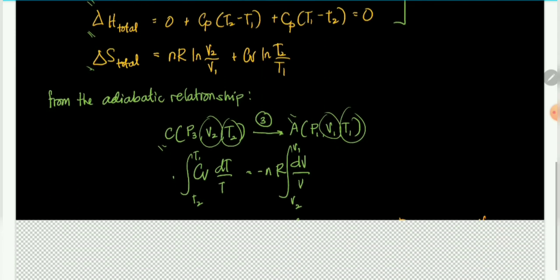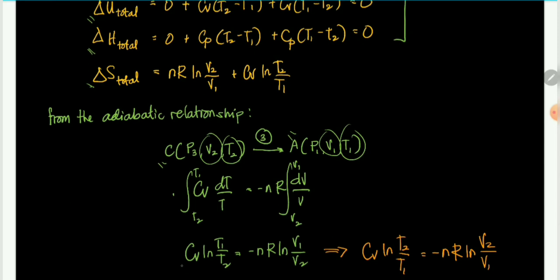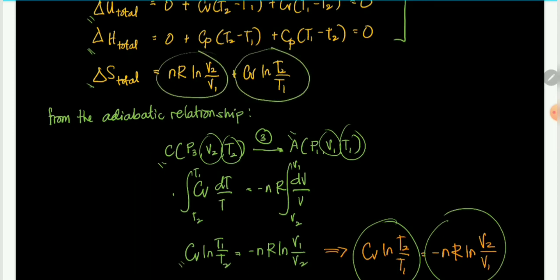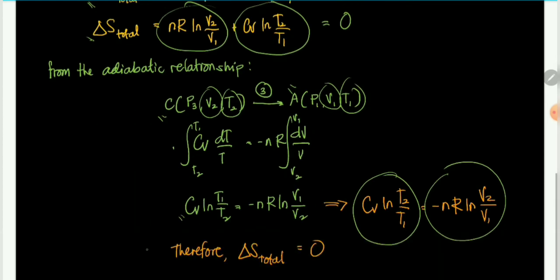So, ganyan sila integrate. So, the adiabatic relationship is CV ln T1 over T2 is equal to negative nR ln V1 over V2. So, this means that CV ln T2 over T1 is just equal to the negative nR ln V2 over V1. This means that this is just equal to the negative of this term. So, ibig sabihin, this entropy total is 0.